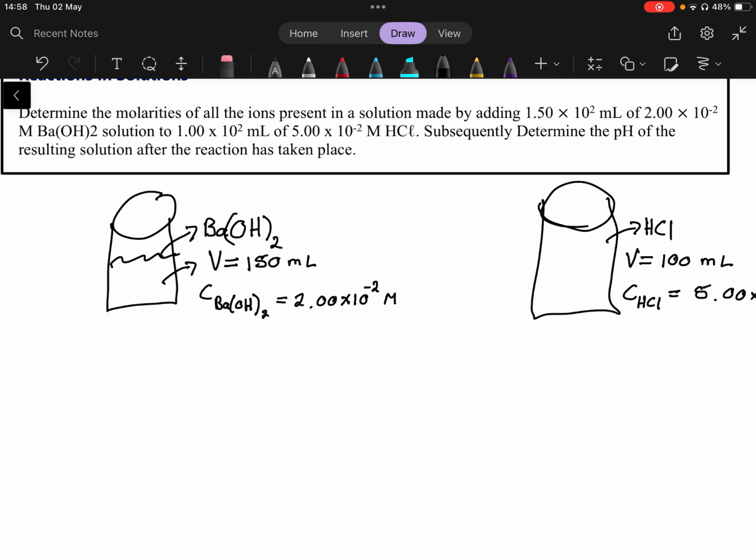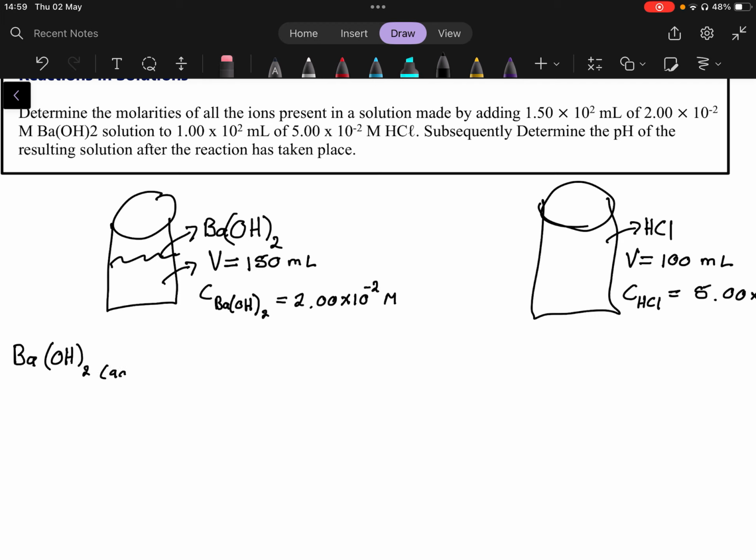What are the possibilities? Now, from your knowledge of what you've studied, you should know that barium hydroxide is a strong base. Oxides or hydroxides of the metals of groups 1 and 2 are strong bases, and hydrochloric acid is quite a strong acid, commonly known. So from that, you should realize that this is an acid-base reaction. It's a strong acid with a strong base. So that is also important.